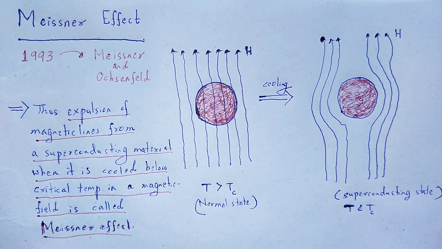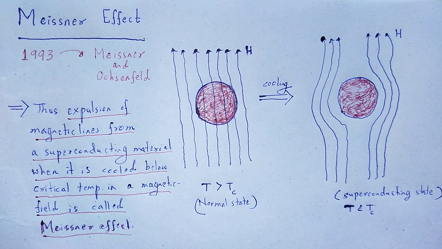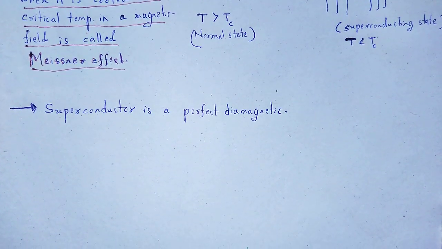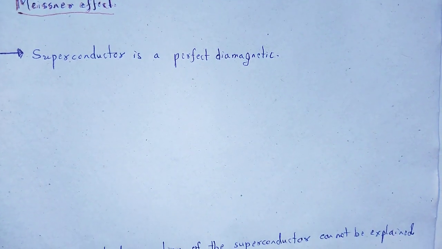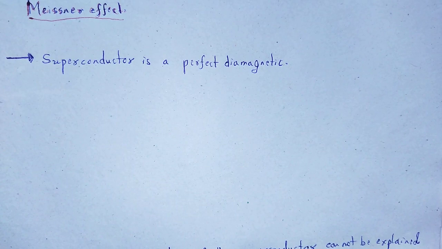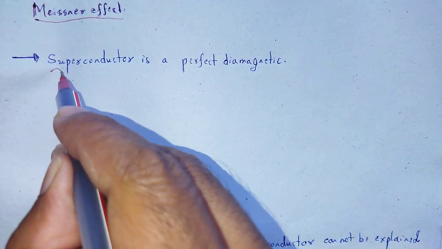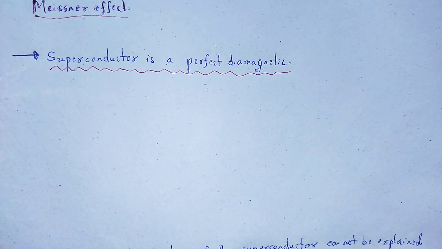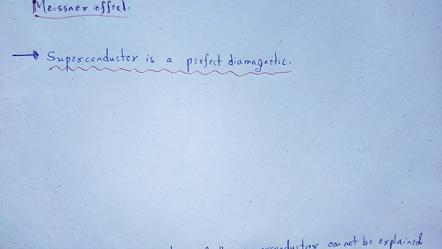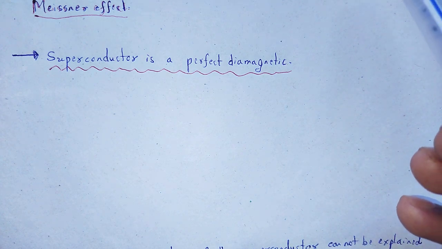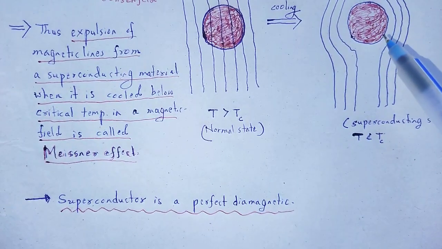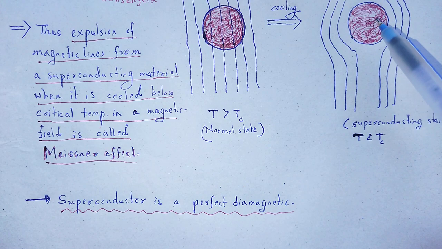Two important aspects we observed from the Meissner effect. One is that a superconductor is a perfect diamagnetic substance. Here we see in the Meissner effect the magnetic induction in the superconductor is 0.